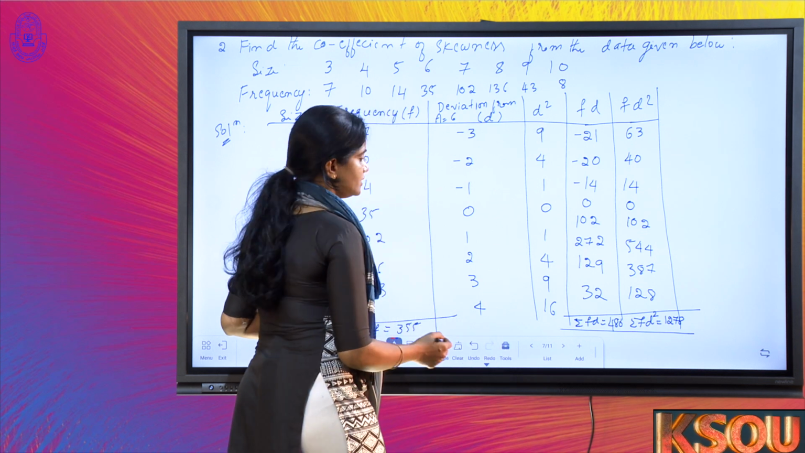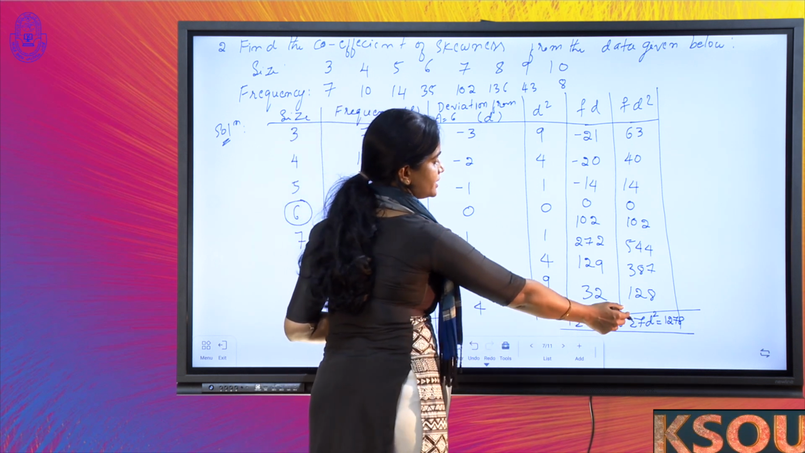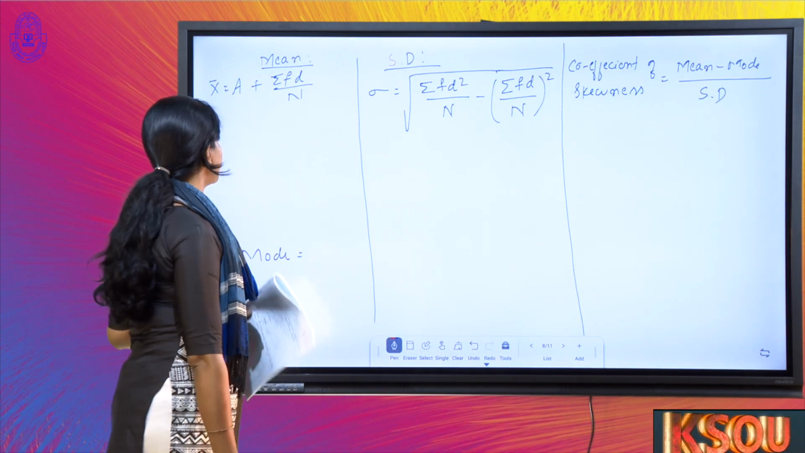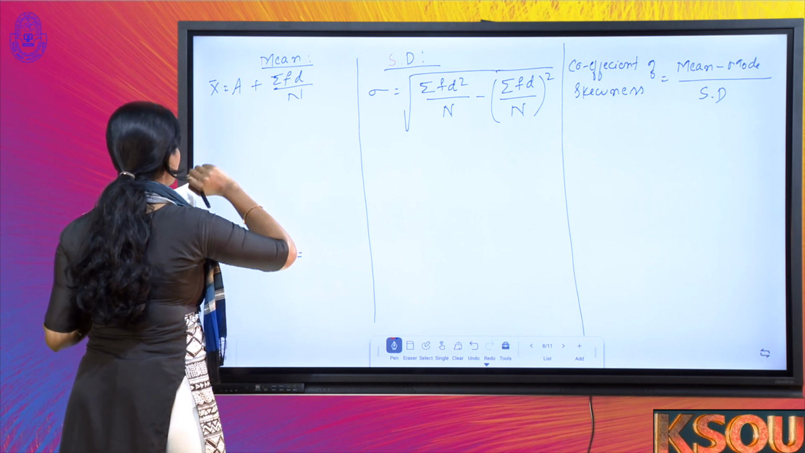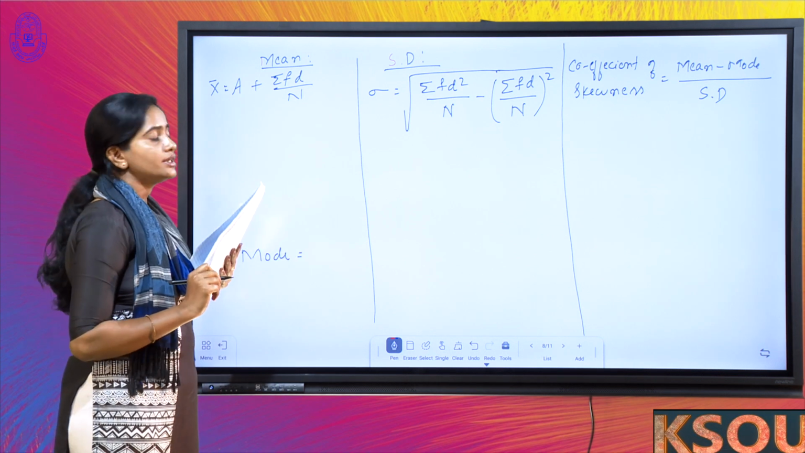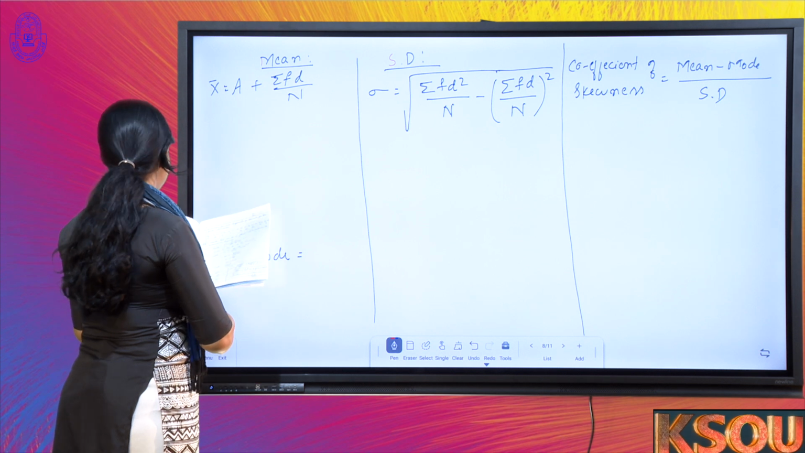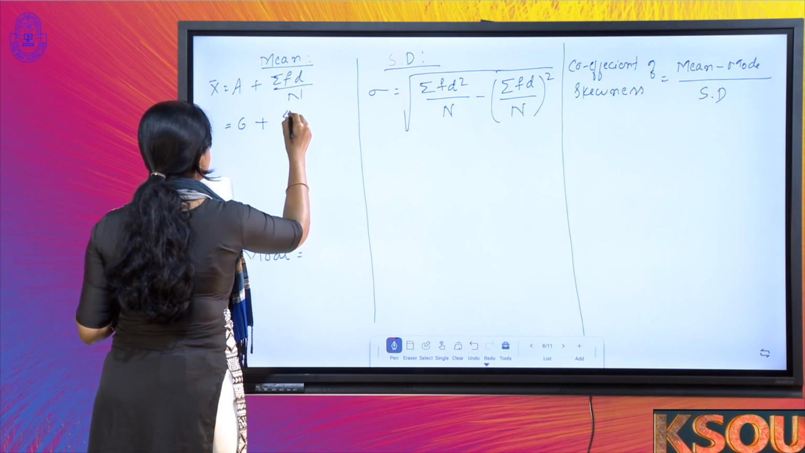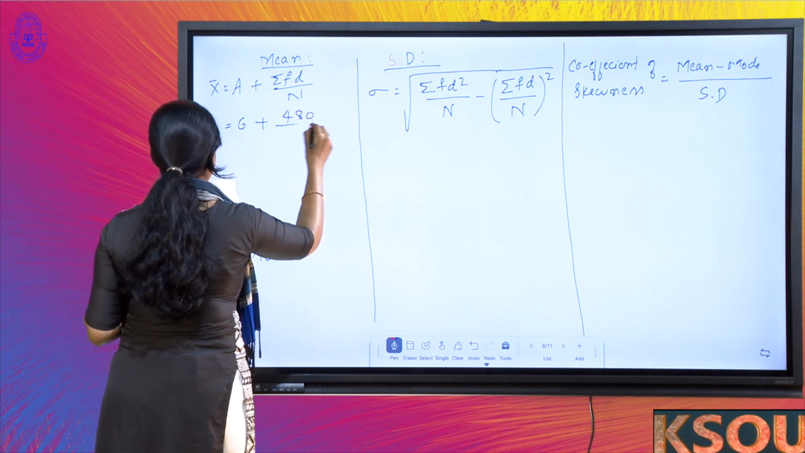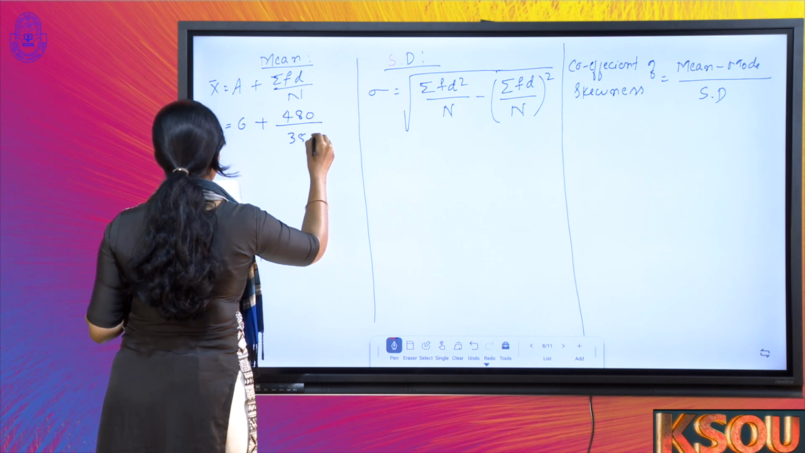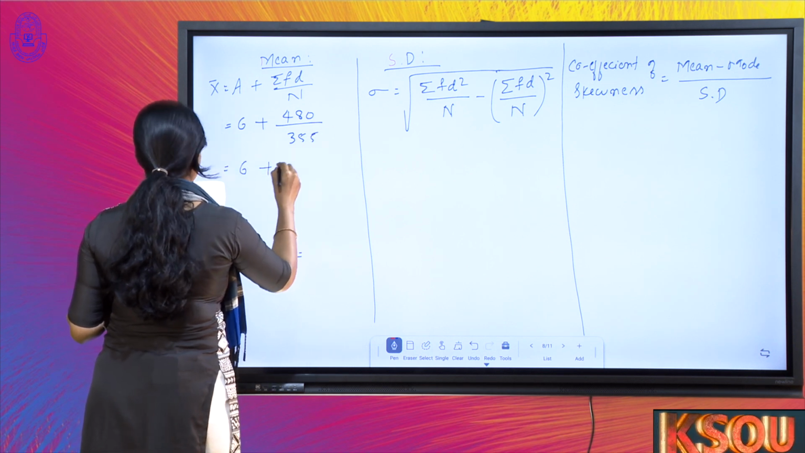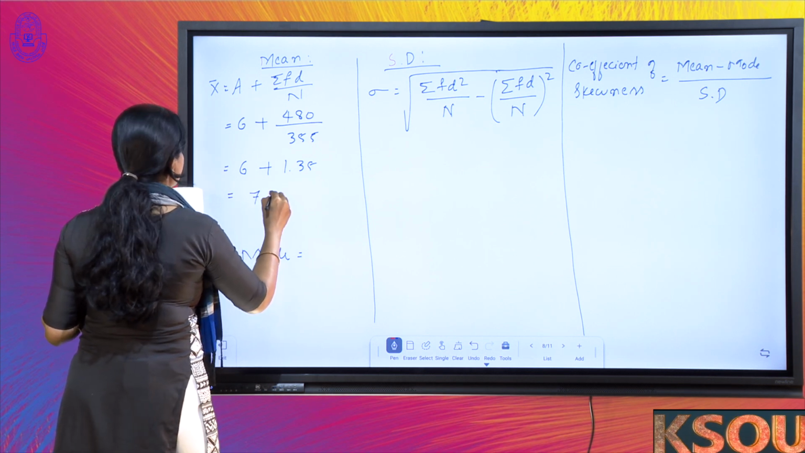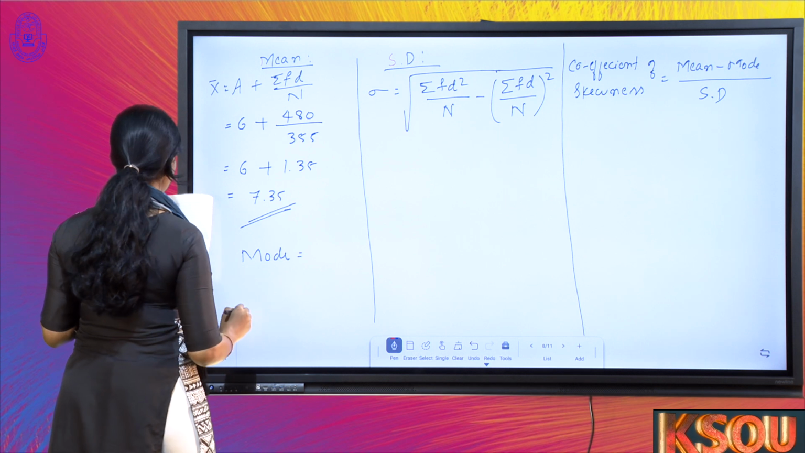Now we will have to consider this summation fd and summation fd square in order to calculate mean and standard deviation here. So here you have mean formula, x bar is equal to a plus summation fd by n. Take a is assumed mean, that is 6, plus summation fd is 480 divided by capital N is 355. So 6 plus 1.35, you will have to get 7.35. So this is the mean value.